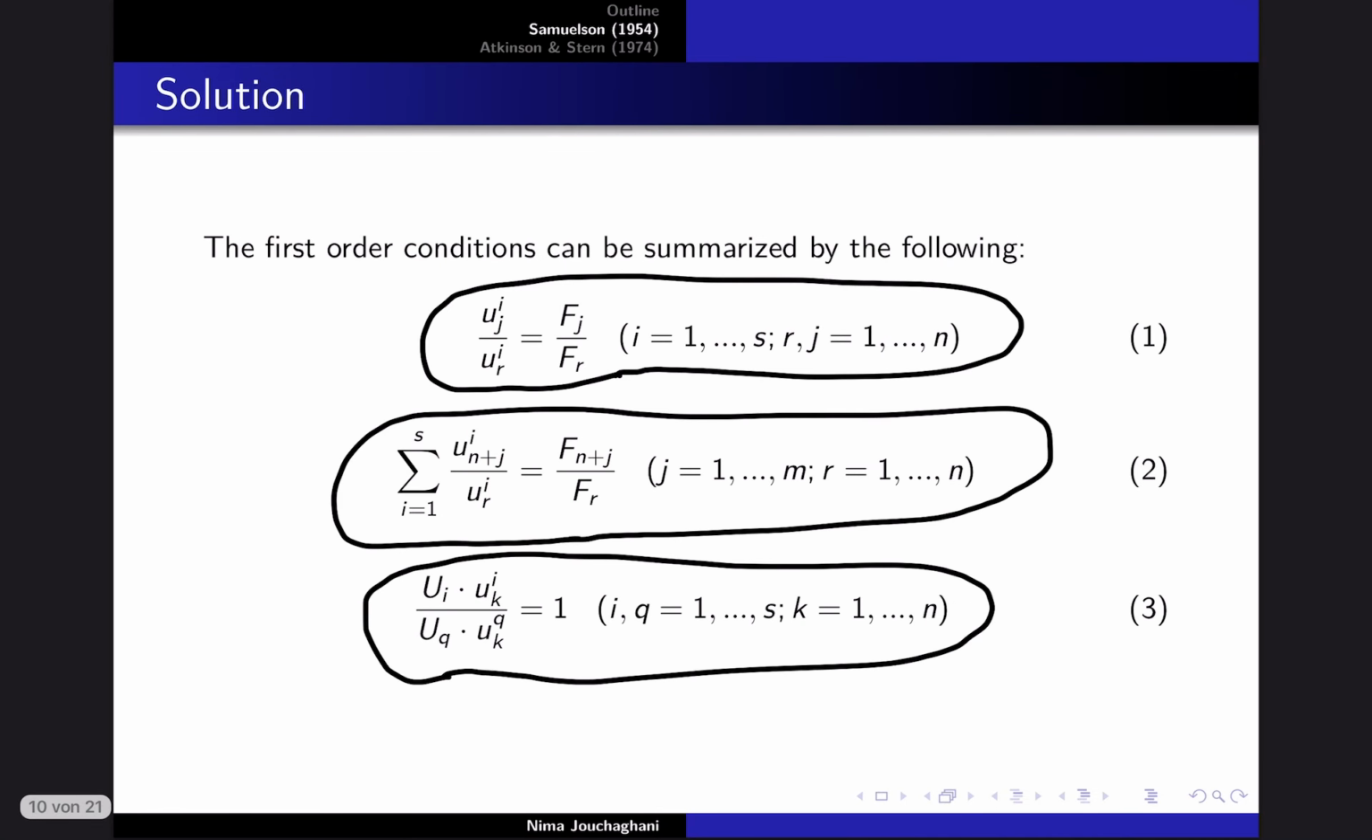And condition 1 is basically saying that for all goods and all individuals, the marginal rate of substitution with respect to the preferences should be equal to the technical rate of substitution. Yeah? So this is a condition of Pareto efficiency for private goods when we are producing the private goods using inputs. Yeah?